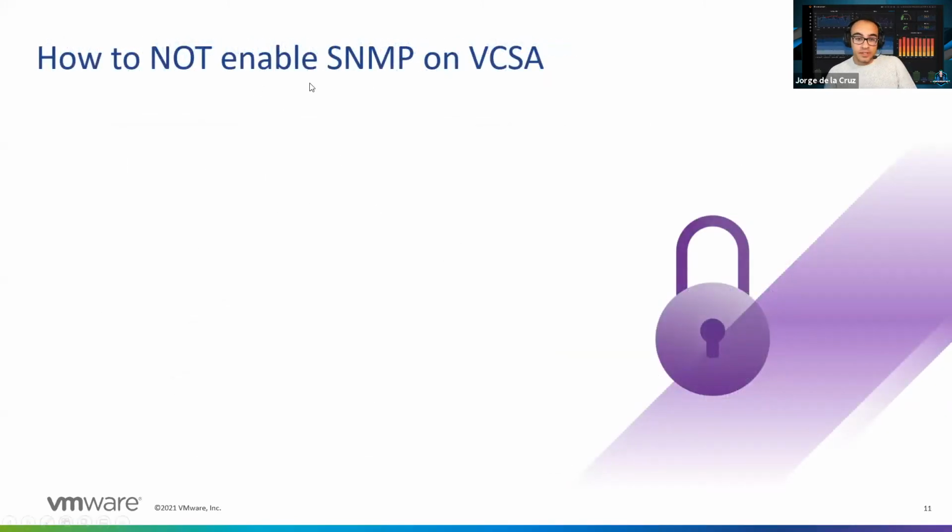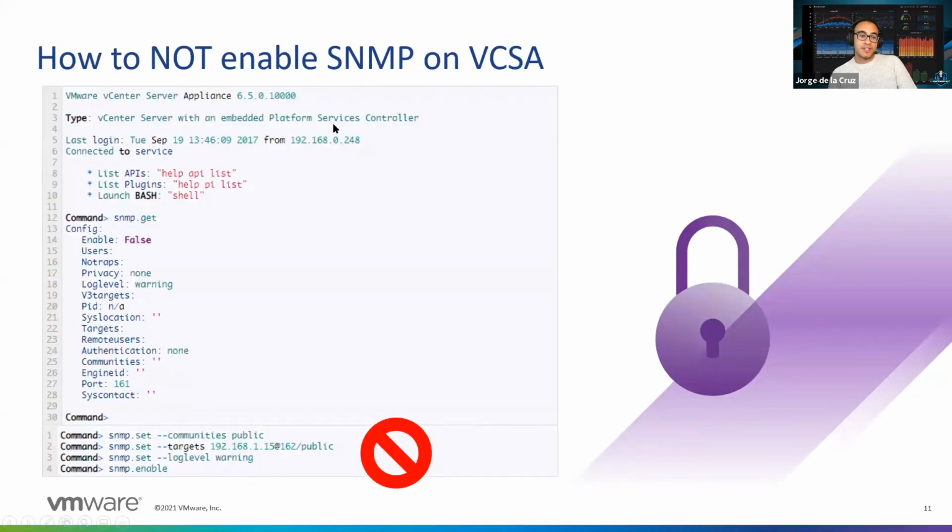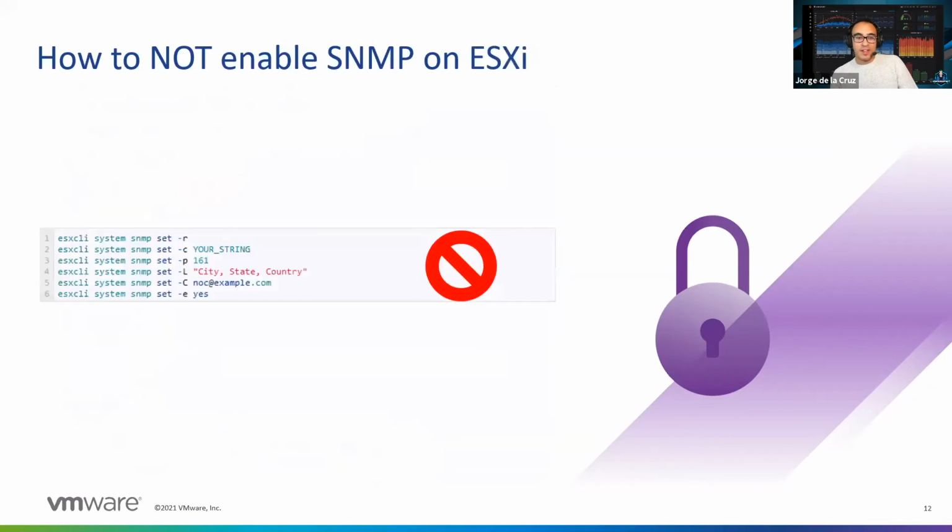How to not enable SNMP on the vCenter appliance. If you Google how to enable SNMP on vCenter Server, you will probably see these commands over here, like, hey, just put the SNMP set, communities public, and then the targets and the log level warning and enable. Please don't do this. Follow the best practices to enable them with version 3 instead. I didn't put those here, but I'm showing you what not to do instead of what you need to do. Just Google it and you will see the other result, which is how to enable it in version 3 with a user and password and so on.